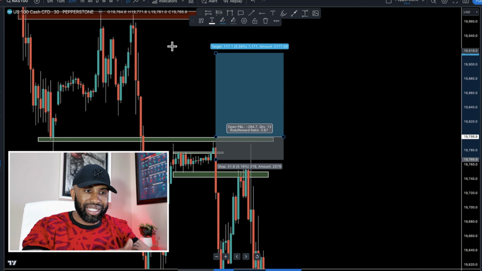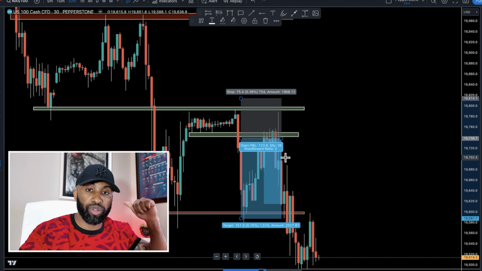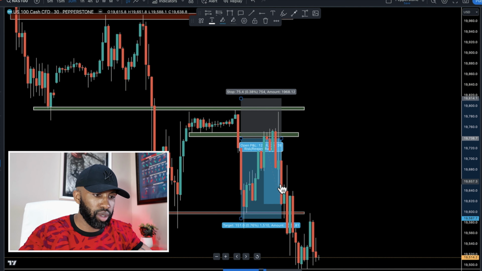Capish? Capish. And the good thing about 1 to 2 and larger is that if you get the next trade, you automatically recover the loss you previously had and you make your profit.